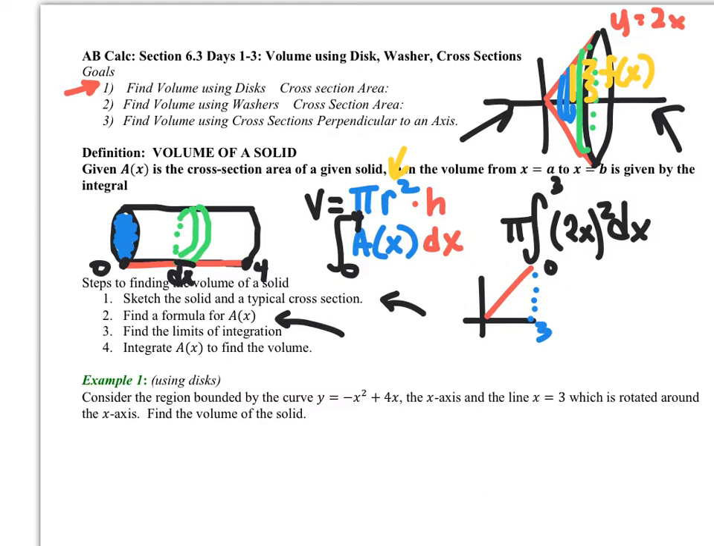Then I'd find an area formula. Your area formula will always be pi times f of x squared. It'll be f of x squared, not pi squared as well. Then find the limits of integration. That'll just tell you what you're going to put at the lower limit and upper limit of your integral, and then you integrate.